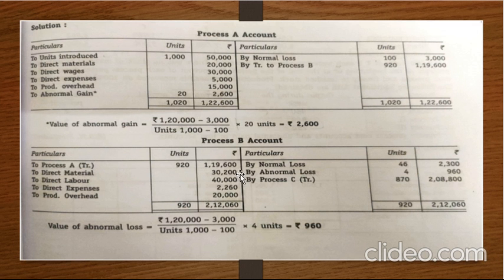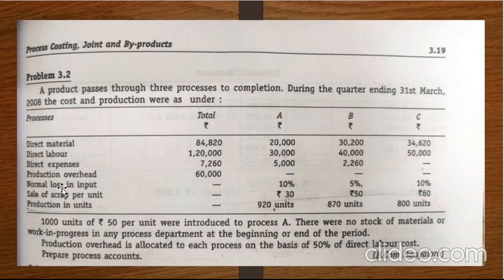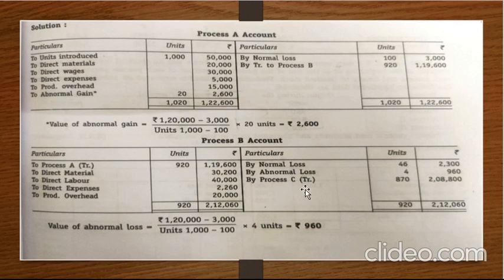1,19,600, which has been considered here. Next, we need to record all the expenses for process B. So look into the question. Process B has 30,200 direct materials, 40,000 direct labor, and direct expenses 2,260.